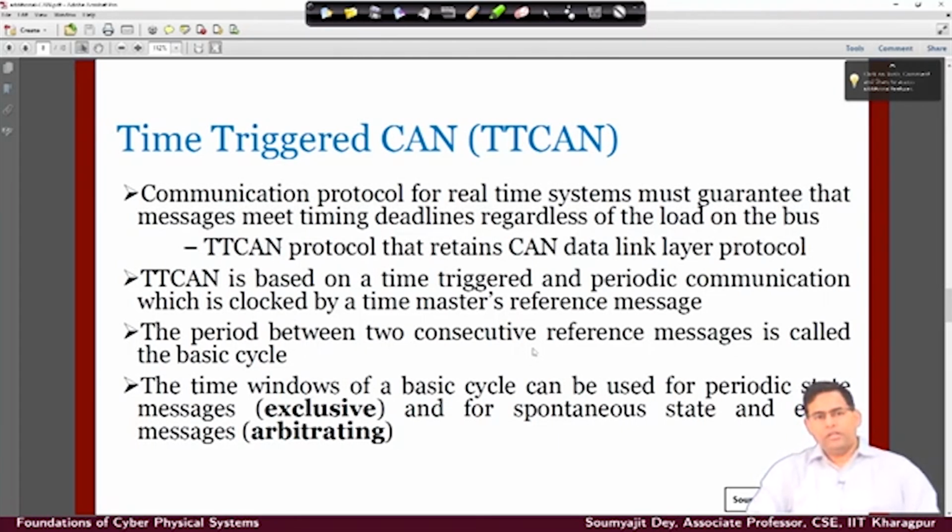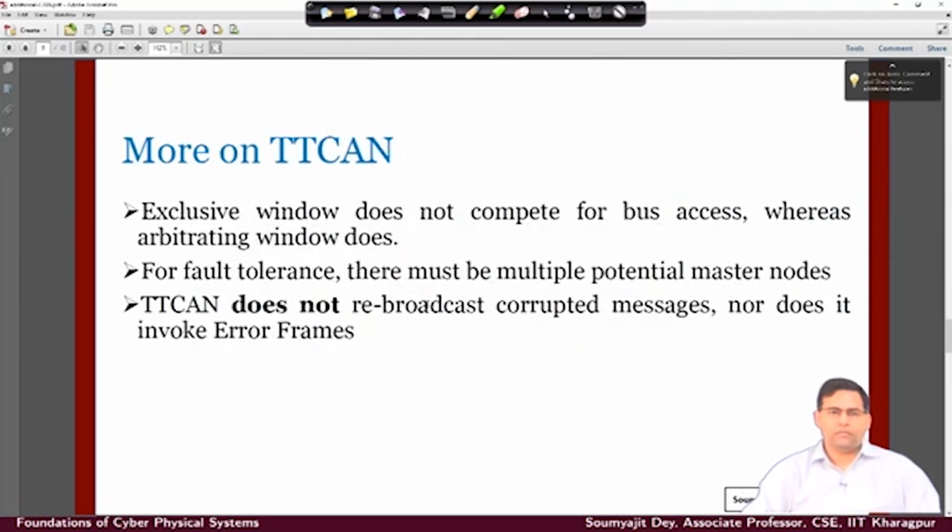Rather than that, if there are time windows, some of which are exclusive, that means some of the bus cycles are reserved for periodic messages and some of the bus transmission cycles are reserved for the standard arbitration based scheme that we just discussed. So that's a mixture, right? That's something that TTCAN tries to do, and this basic transmission cycle is defined by the basic cycle, which is the difference between two consecutive special messages called the reference message. This reference message is basically time instances generated by some periodic clock.